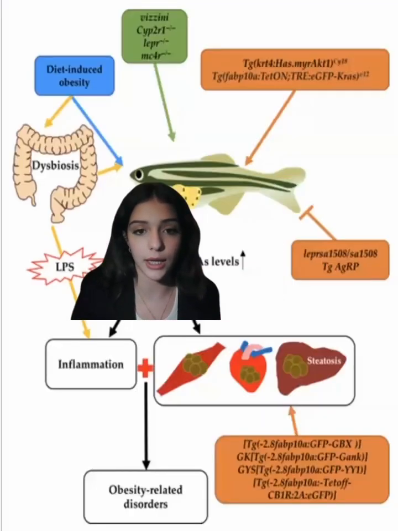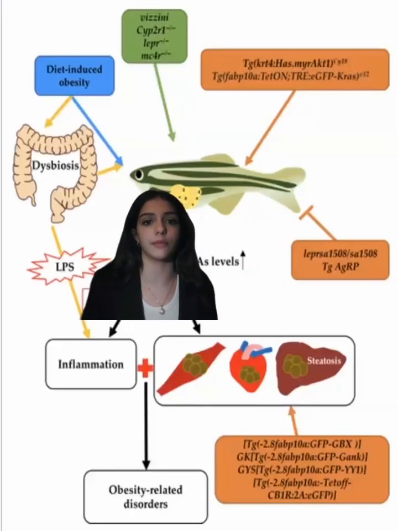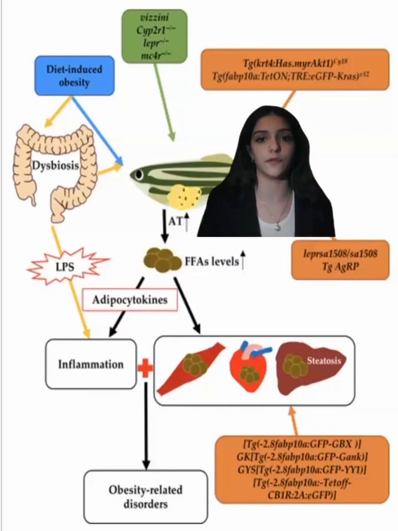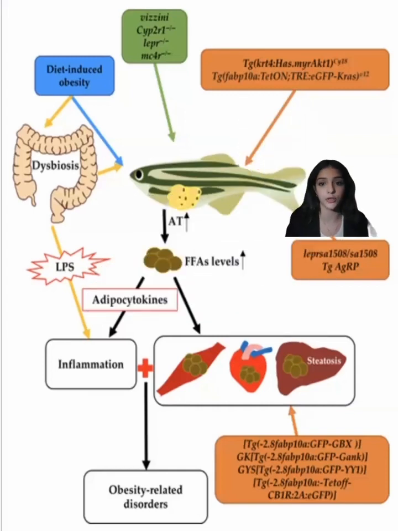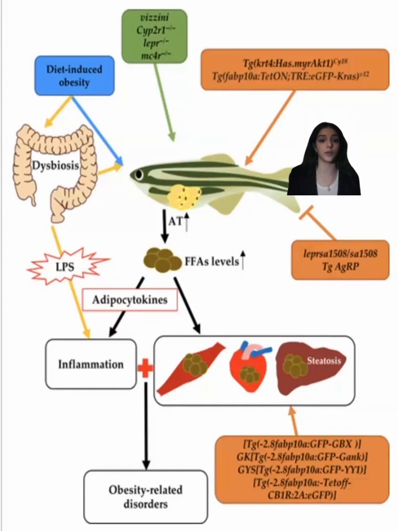And as you can see in this diagram, this is a diagram that displays the way that obesity affects the zebrafish. And as you can see, FFA levels rise as well as AT, and inflammation in combination with steatosis leads to obesity-related disorders in the fish.